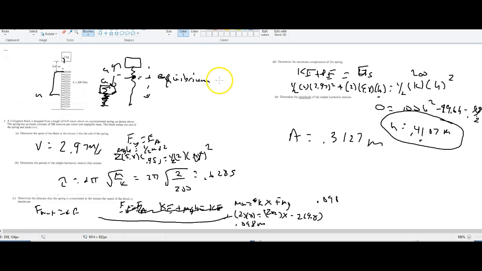Okay, so just looking back at the spring situation, the equilibrium point was 0.098. The spring gets driven down because of the kinetic energy, you're dropping it with speed, all the way down to 0.4107 below the unstretched spring. So therefore, the amplitude would be the distance between the two, because it's going to oscillate around that equilibrium point. Okay, hard problem, super hard.